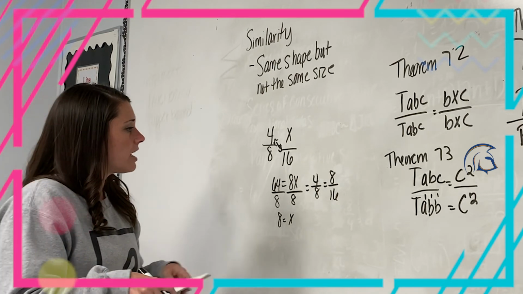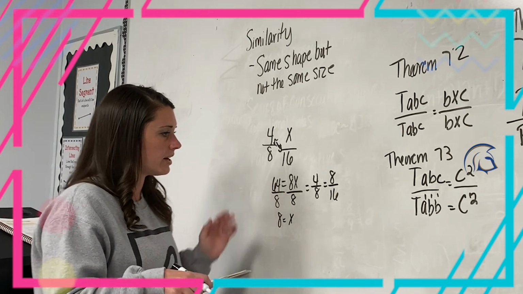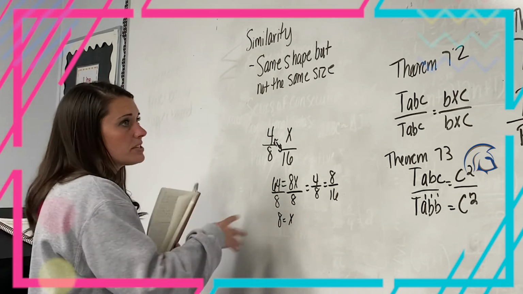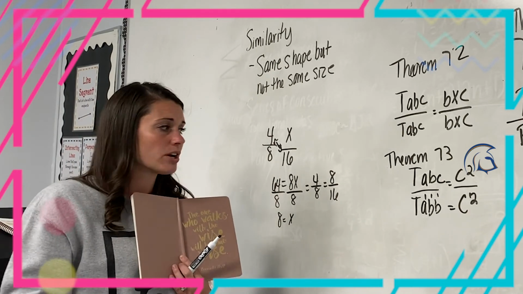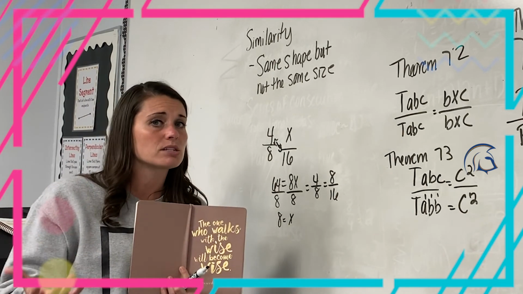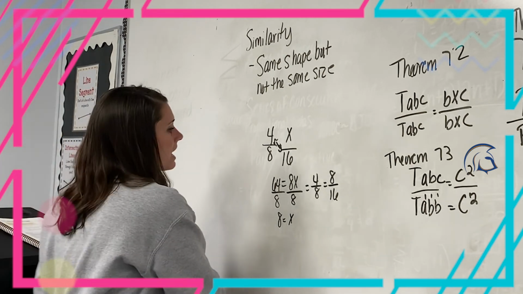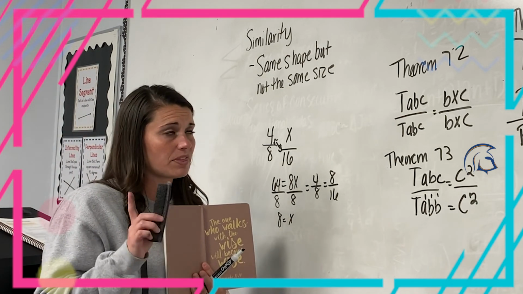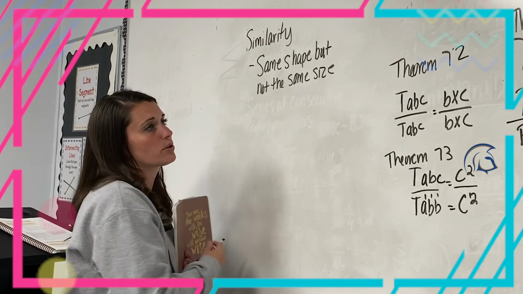Sometimes you'll have some word problems like this, and we'll talk about that a little later. But before we jump into our theorems, I wanted to give you a refresher and talk to you about proportions and also similarity and what that means concerning geometric shapes, and that is they are the same shape, but they are not the same size, but their size is proportional.